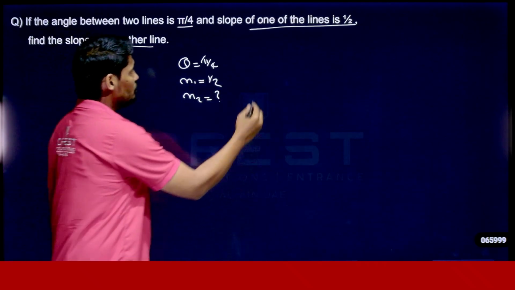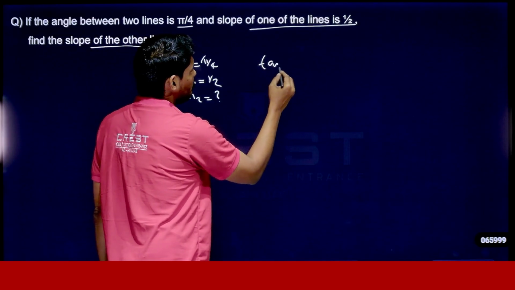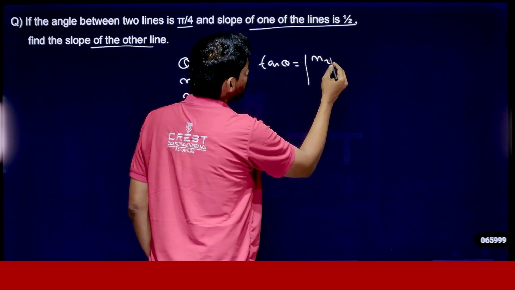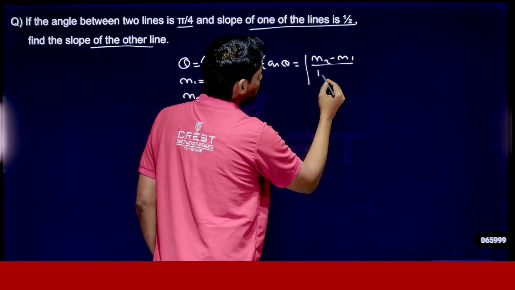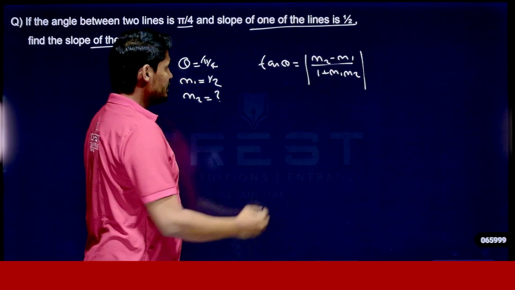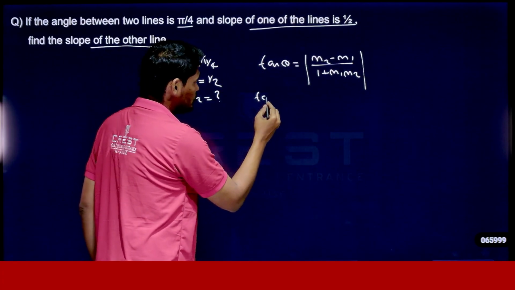And we have the equation we just studied: tan theta equals the modulus of m2 minus m1 divided by 1 plus m1 into m2. And theta is pi by 4, so we can substitute the value.